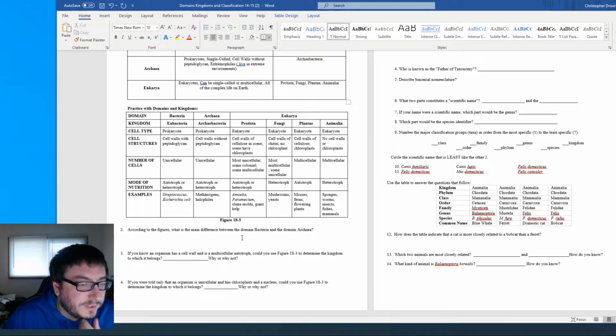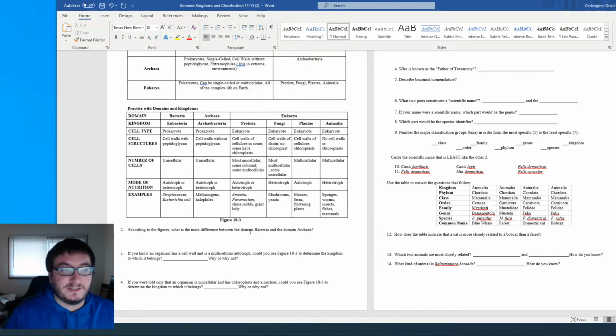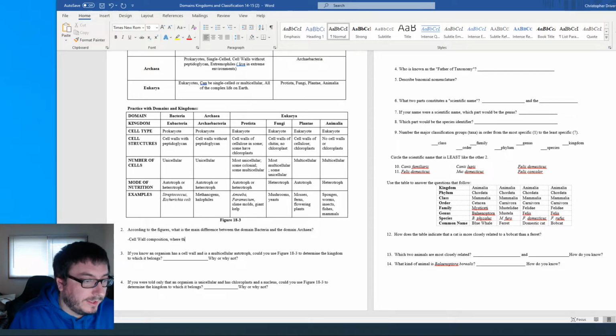According to the figures, what is the main difference between the domain bacteria and the domain archaea? Well, it's got to be where they live, right? Because bacteria, they kind of live everywhere, but they can't really live in these extreme environments. I mean, it doesn't really say. I guess you can just say their main difference is the cell wall composition. I'm actually going to put a little dash mark here. Cell wall composition. At least that's what the chart itself says. But I'm also going to add where they live, because archaea are found in extreme environments.